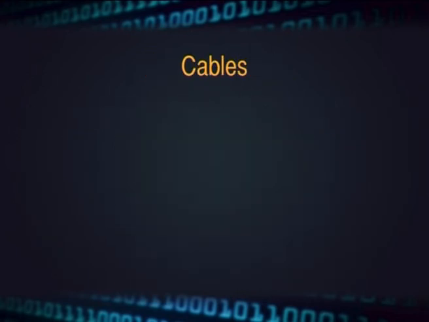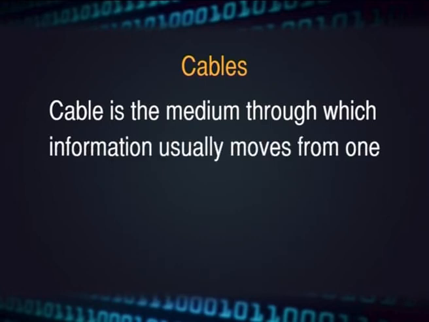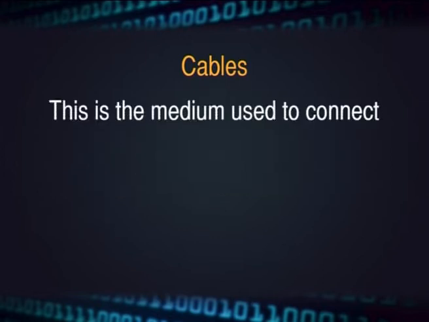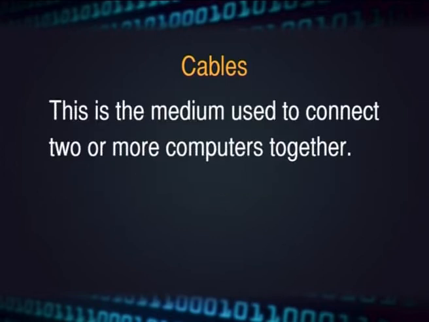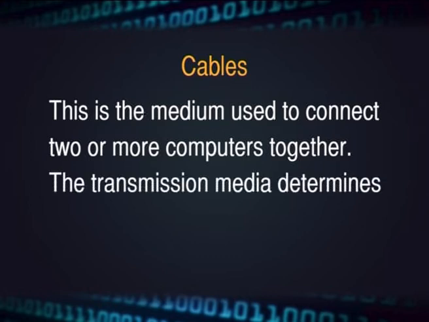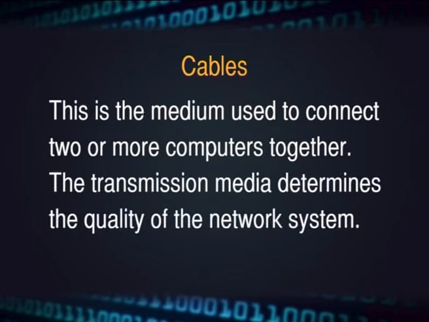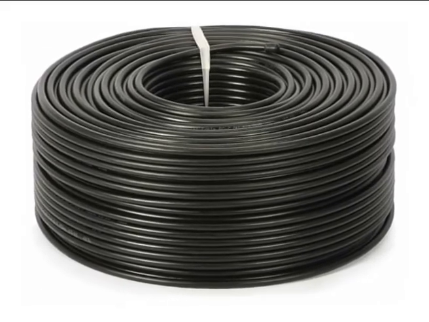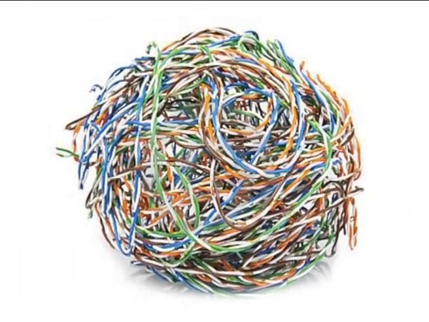waves. Cable is the medium through which information usually moves from one network device to another network device. This is the medium used to connect two or more computers together. The transmission media determines the quality of the network system. The most common forms of electronic transmission are solid and composite wire cables.